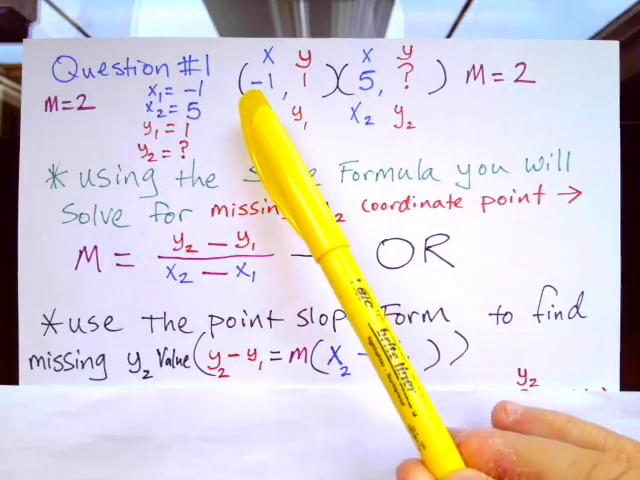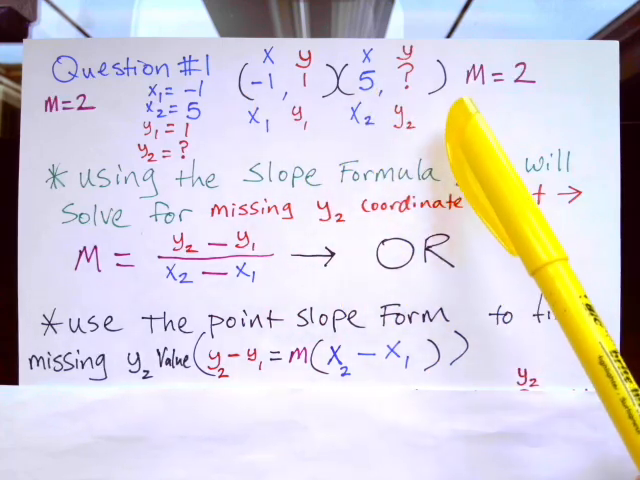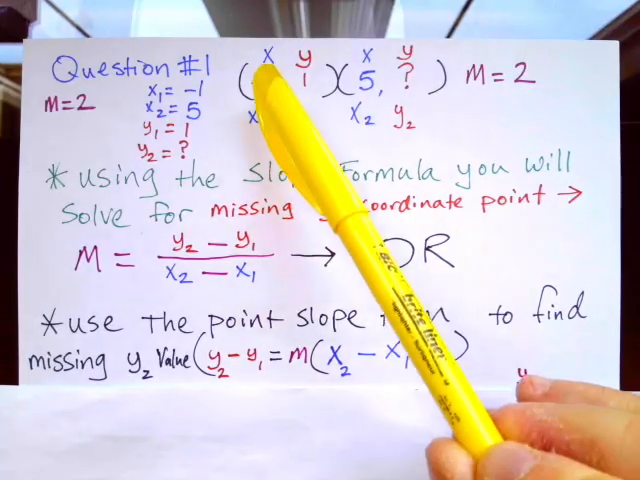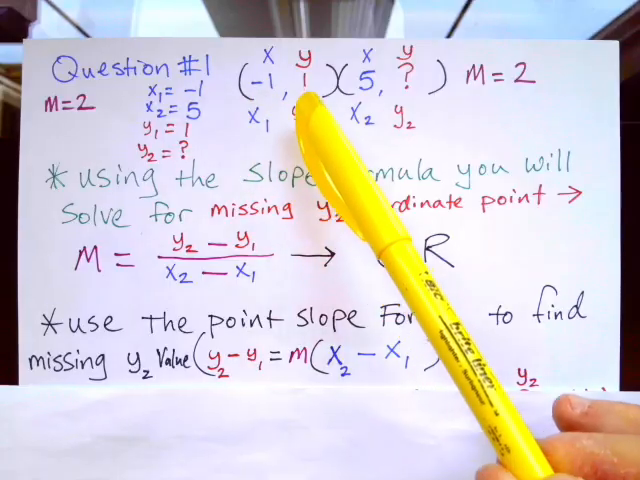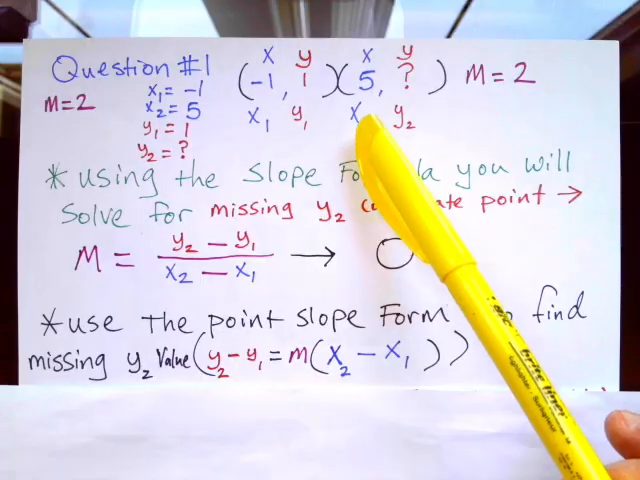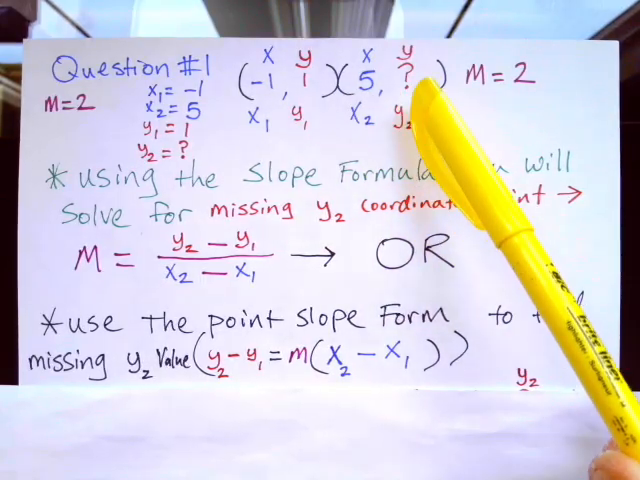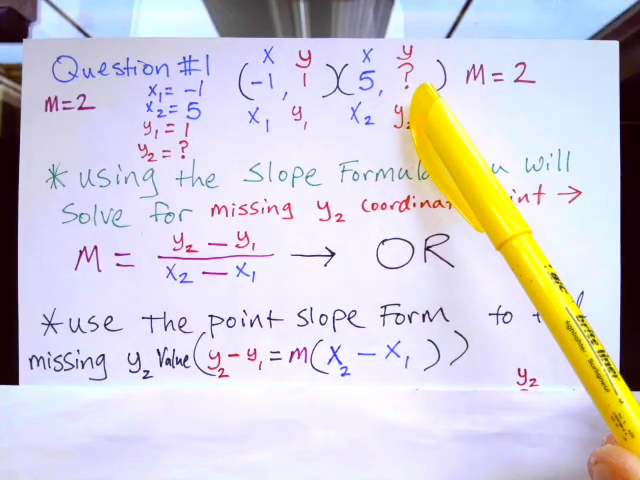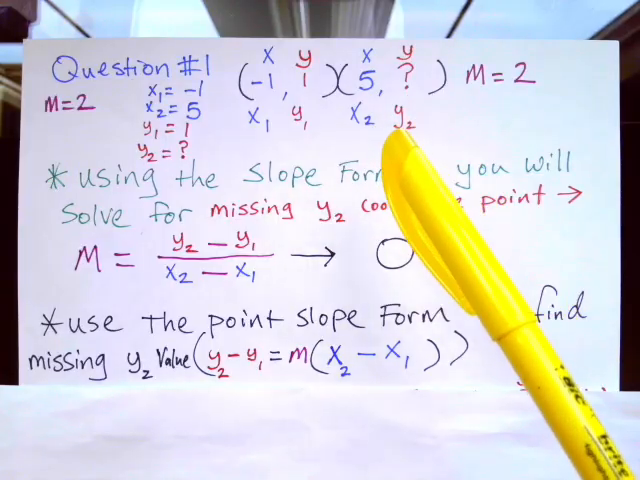I've got one ordered pair. I have half of another ordered pair, and then I have a slope given in the question. So I'm going to label this x1, -1. y1 is a +1. My x2 value is going to be a 5. And my y2 value is a question mark. I don't know. I'm going to solve for this variable, right? Variable is just a symbol of a real number that we don't know of.